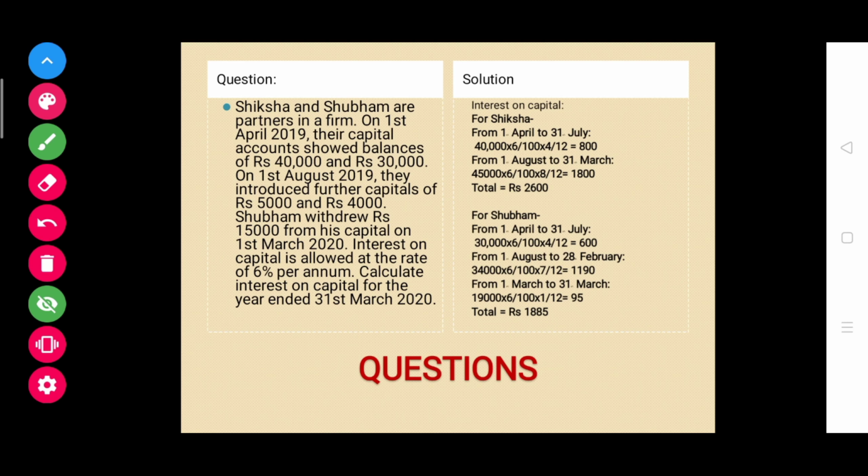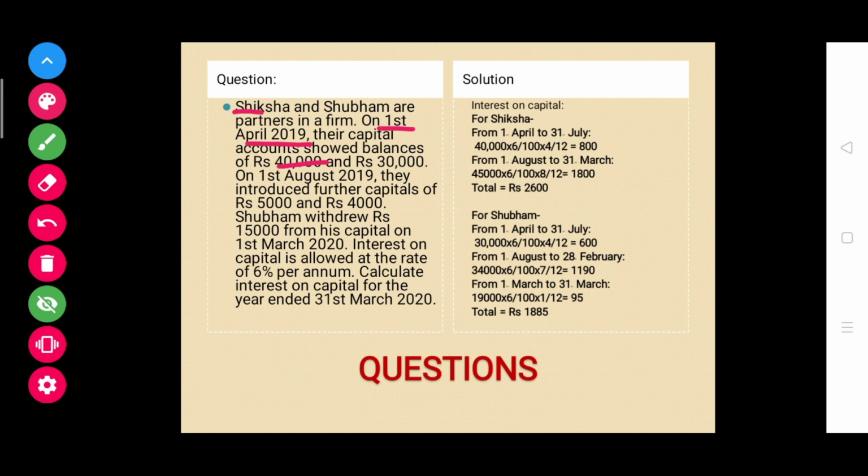So what is given in the question? On 1st April 2019, the capital balance of Shiksha was showing at rupees 40,000. And after how many months did that capital change? After 4 months, that is April, May, June, and July. So for 4 months, 40,000 of Shiksha has remained invested with the business. So let's calculate interest on this 40,000 first.